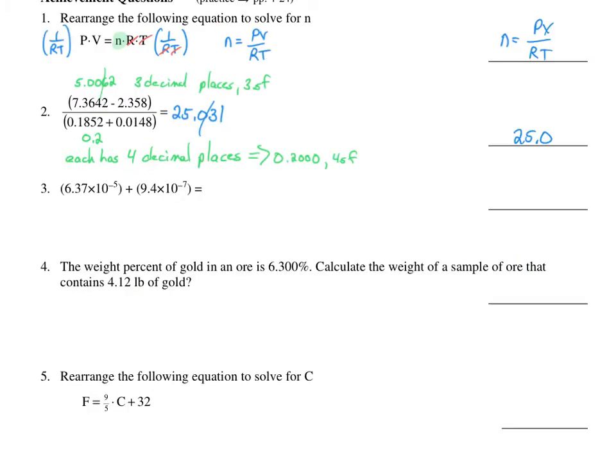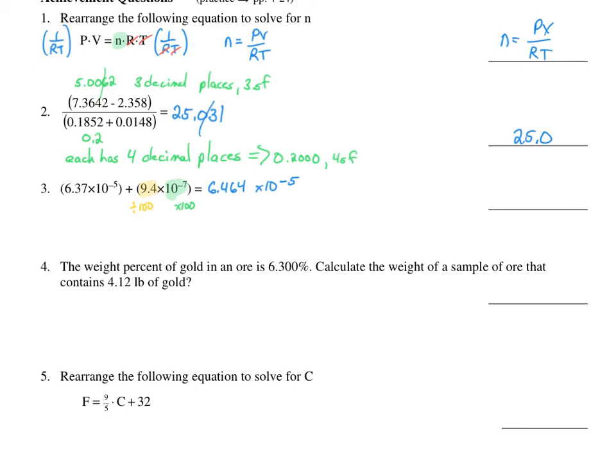Problem number 3. We first write out our calculator answer. Next, we're going to make sure each of these numbers that go into the result are multiplied by the same power of 10. Our answer has the exponential factor of minus 5, so we want each of these to be the minus 5. This is minus 7, so to get from minus 7 up to minus 5, we need to multiply this part of the number by 100, and therefore we need to divide this part of the number by 100.